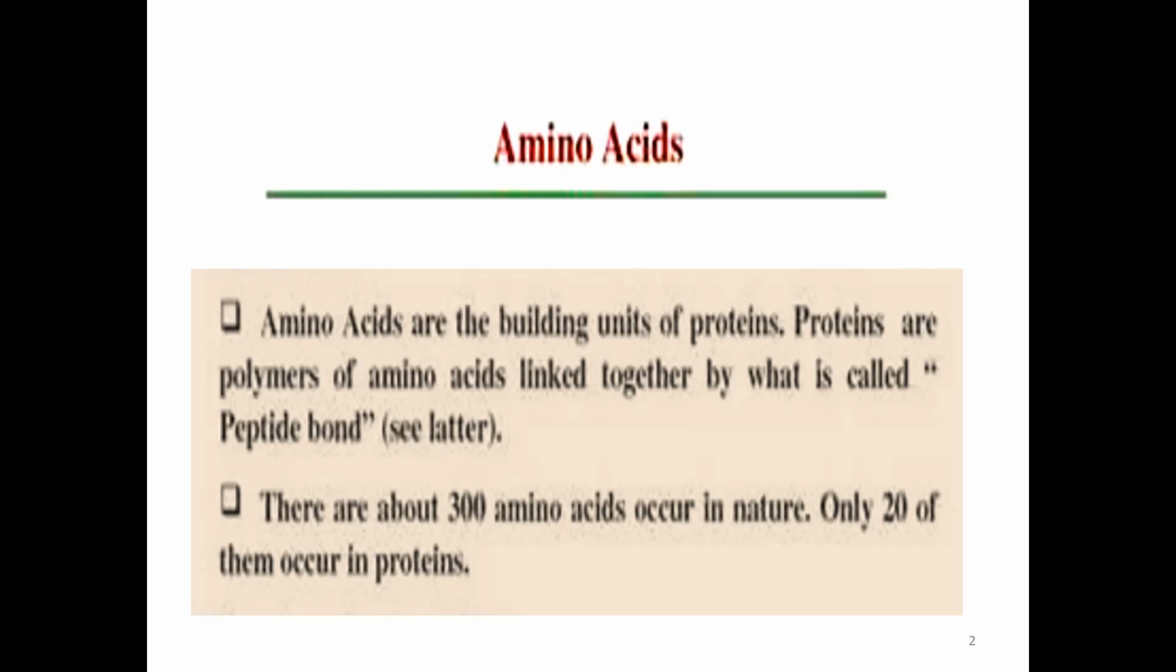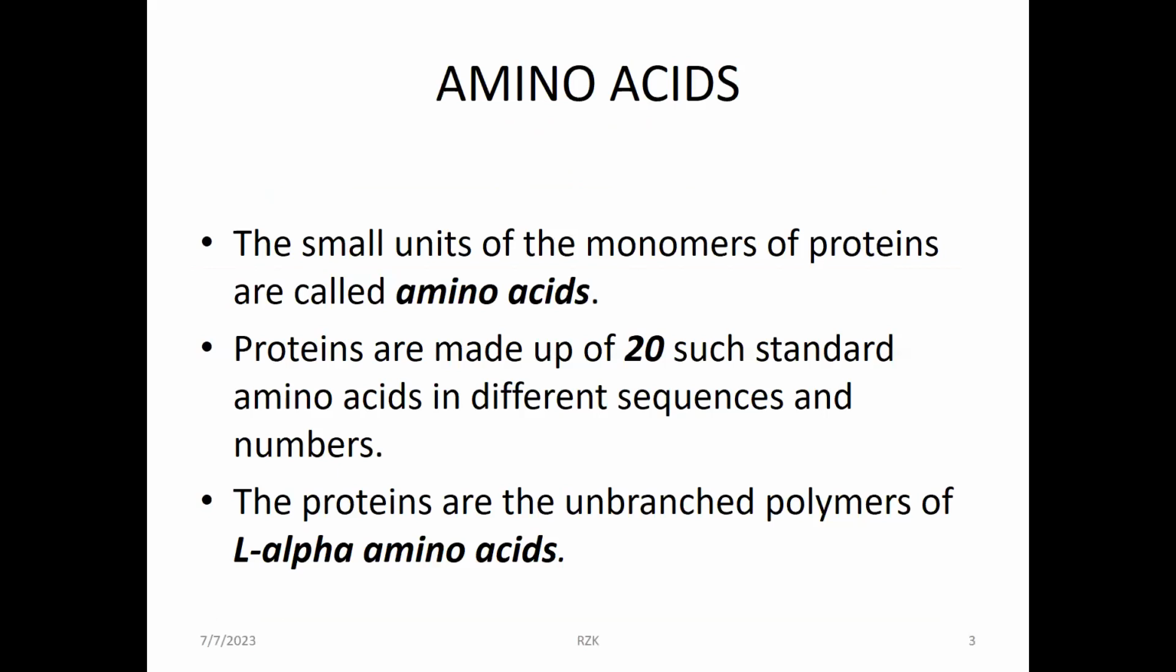There are 300 amino acids in nature and only 20 of them occur in the proteins. The small units, the monomers of the proteins, are called amino acids. And there are two types of amino acid. One is the standard amino acids, which are 20 in number. They are used in protein synthesis, and the others are non-standard amino acids. We are going to see the different examples.